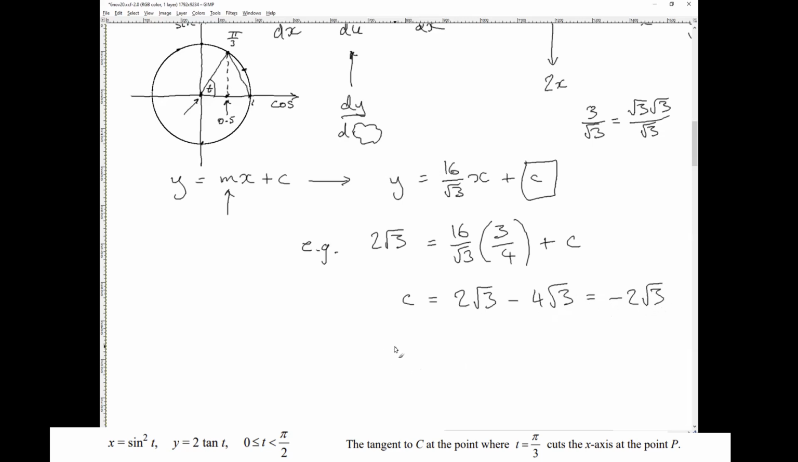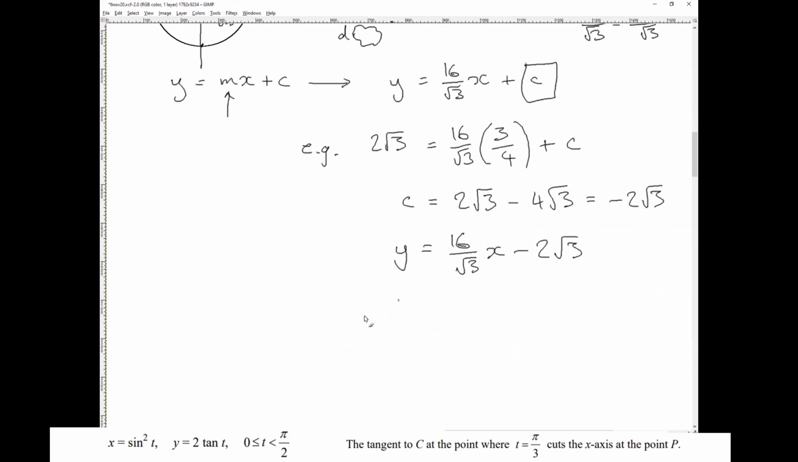So now we can state the whole equation just for our own benefit. I haven't asked for it, but we're going to use it obviously to find the x-intercept. I think it was the x-intercept, wasn't it? So y in general equals, because we got more specific here, didn't we? Now we're going more general again. 16 over root 3 x minus 2 root 3.